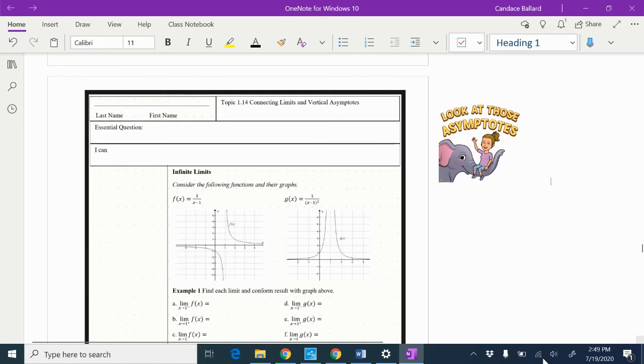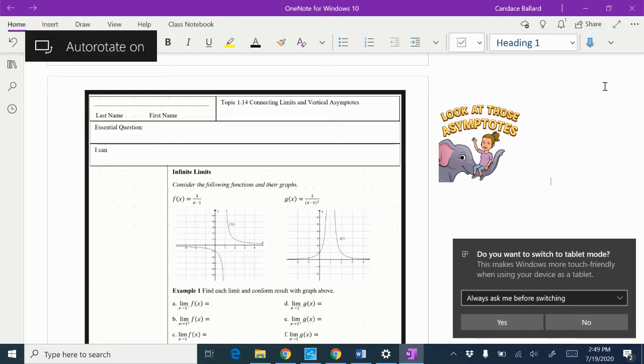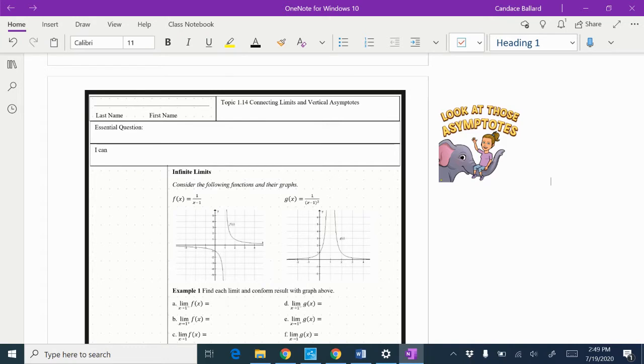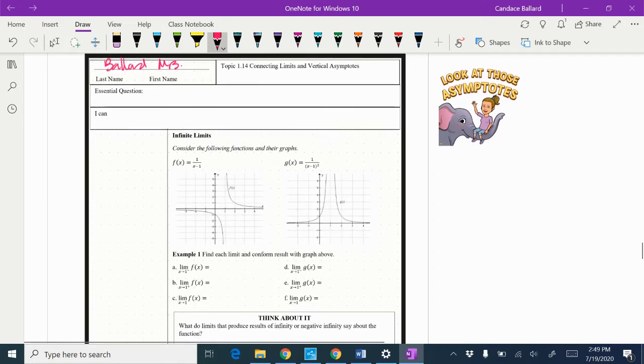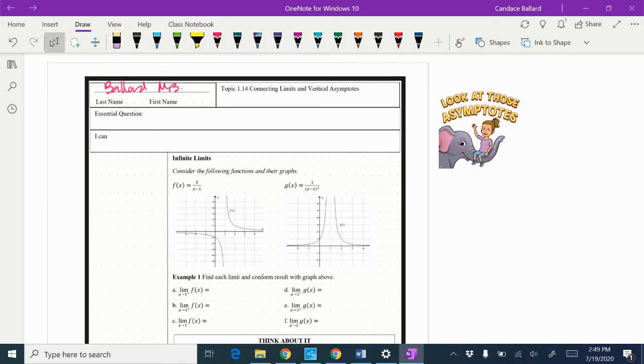Okay, so here we go. Let me flip my computer around here. Hey, and we're going to look at those asymptotes with the elephant here today. Okay, so as always, we're going to write our name on our paper, so we make sure I know who it is when you go to turn these in, as they will not be accepted without your name up there.